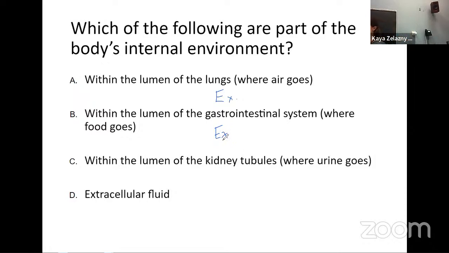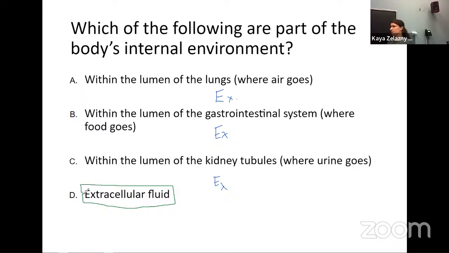What about the kidneys, is that internal? No, also not internal. Okay, so these things that you might think about from a day-to-day perspective as being organ systems and therefore inside your body, from a physiology perspective, these are all still external. They're still part of our external environment. But what is part of our internal environment is going to be the extracellular fluid. So this is going to be one of our fluid types that we want to make sure we remember from this lesson.